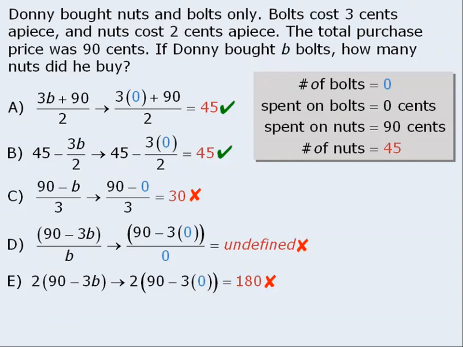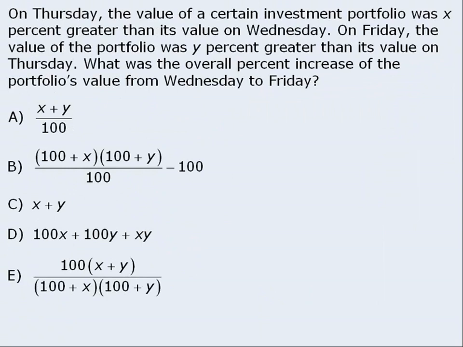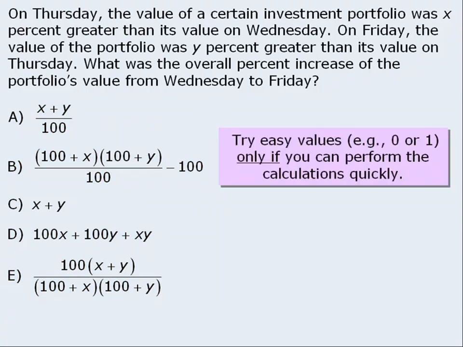So in general, when using the input-output approach, we should avoid using the overly convenient values of 0 and 1. However, there are times when it might be useful to ignore this guideline. Consider this example. Here the question is long and quite confusing, and more importantly, the expressions in the answer choices are cumbersome, which means it may take a considerable amount of time to plug in values and perform the necessary calculations. In these situations, it may be worthwhile to plug in some easy values like 0 or 1, but only if it means you can perform the calculations quickly in your head.